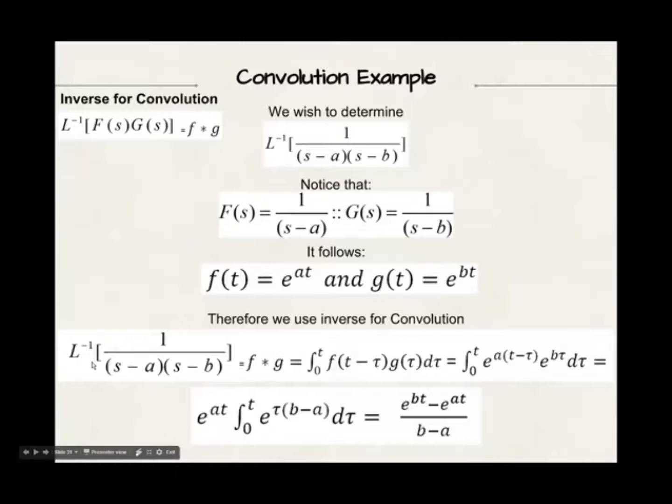Therefore, the inverse Laplace of 1 over (s minus a) times (s minus b) is equal to f convolved with g, which is equal to the integral of f of (t minus tau) g of tau d tau from 0 to t, which is the integral of e to the a times (t minus tau) times e to the b tau d tau from 0 to t, which is e to the at times the integral of e to the tau times (b minus a) d tau from 0 to t, which is then equal to (e to the bt minus e to the at) over (b minus a).